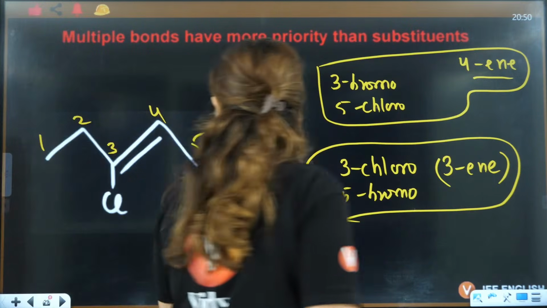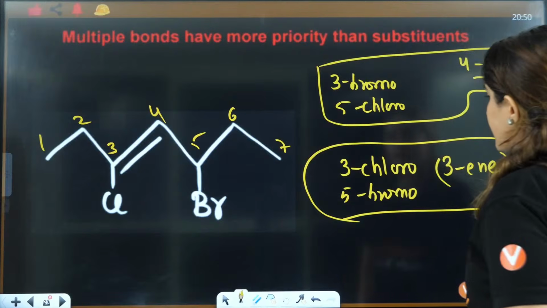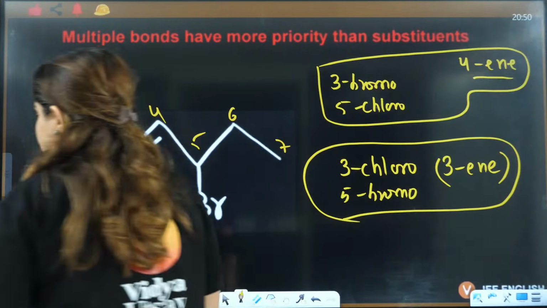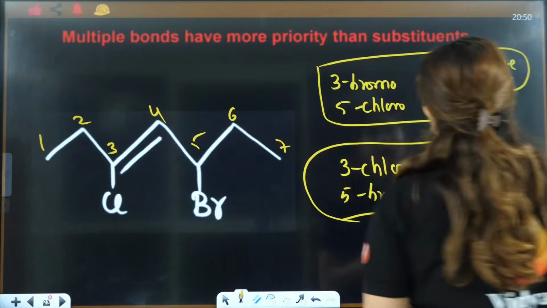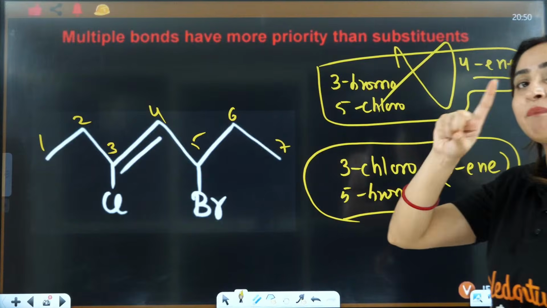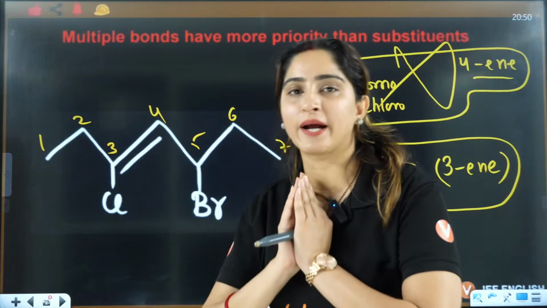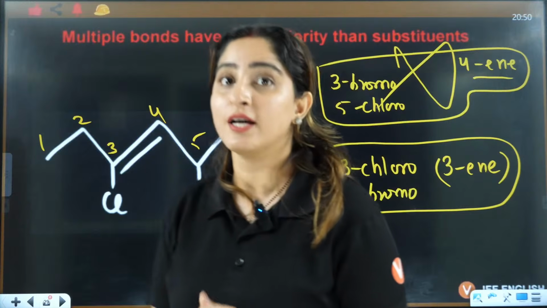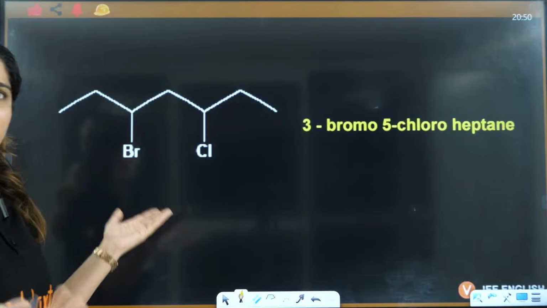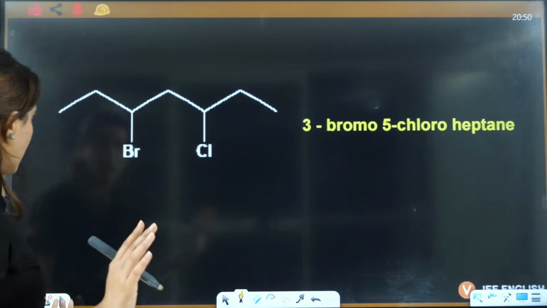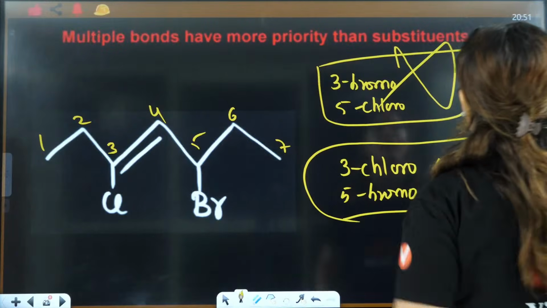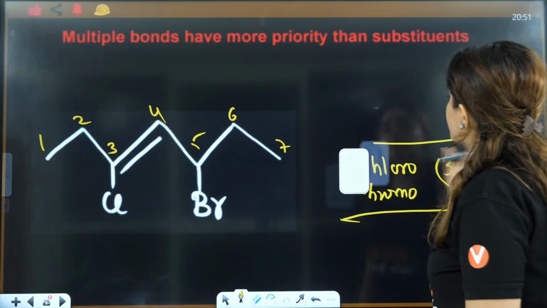Acha, tell me one thing. These are the 2 choices you have. Which one will you prefer? I will prefer this one. I will not prefer this one. You should also prefer this one, because a multiple bond is given more respect as compared to alphabetical order. Here you had no multiple bonds, so you went according to alphabetical order. But here you have multiple bonds, so the multiple bond has more priority as compared to substituents.